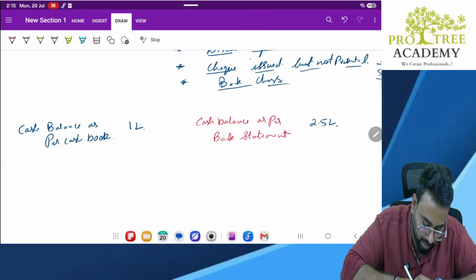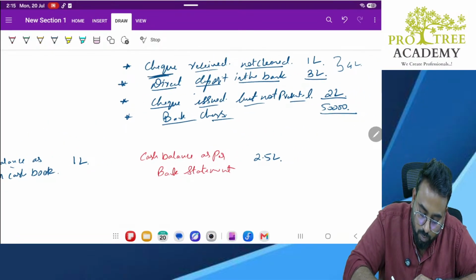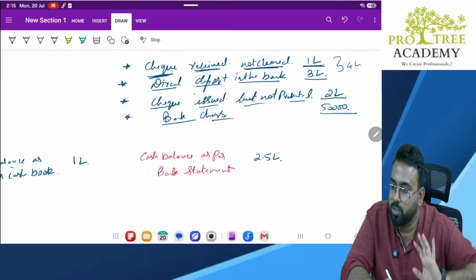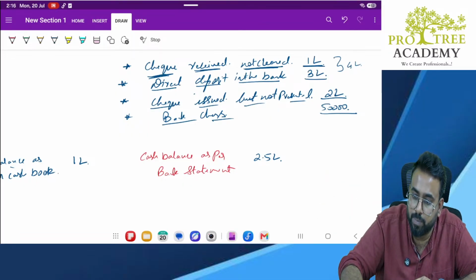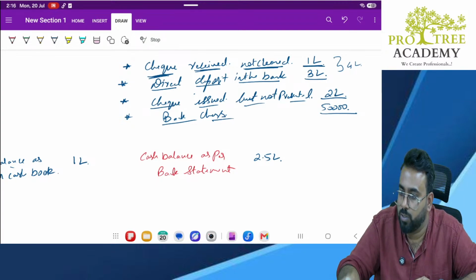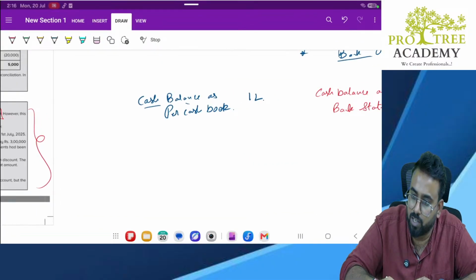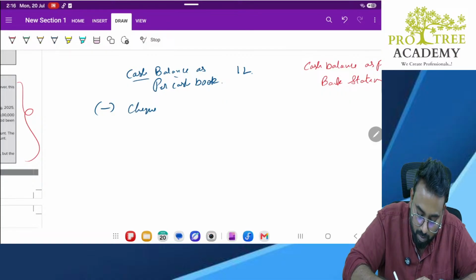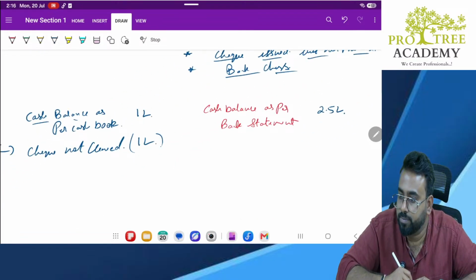Suppose we start from cash balance. Now, this first one, check received not cleared 1 lakh. This would have already been recorded in our cash book. When we give the check, we have already recorded that check, the payment has been done. But has it been recorded in the bank? No. So what should we do? When we are starting from cash balance, we will minus it. Correct or no? Minus check not cleared, 1 lakh. Negative figure. Correct or no?